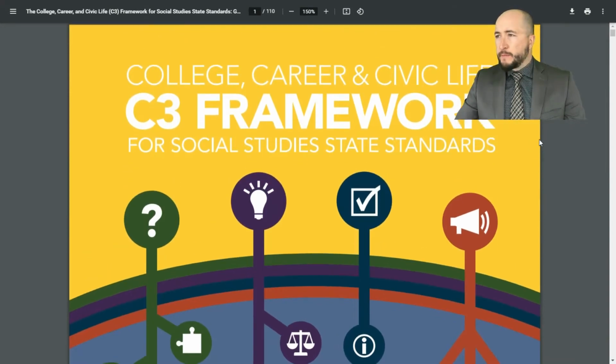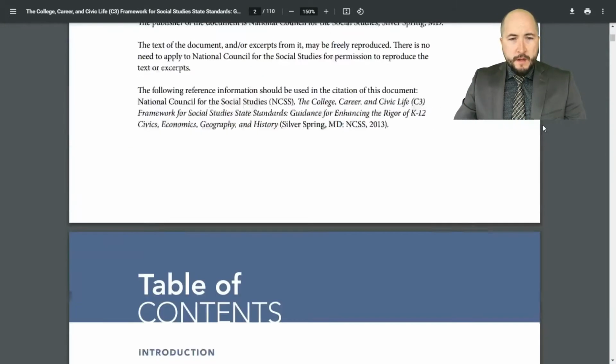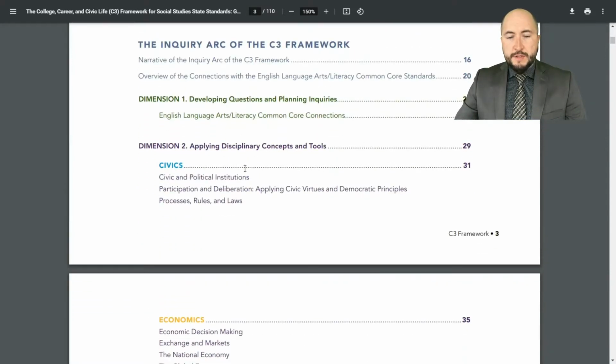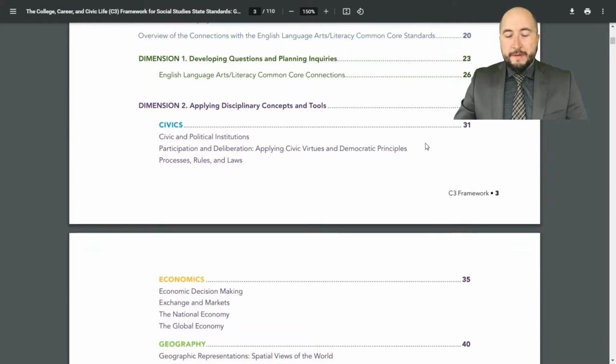We can see we're here on the cover again. I'll scroll down to our table of contents, and what we're going to focus on today is Dimension 2, Applying Disciplinary Concepts and Tools, page 29. So if you have the C3 framework out in front of you, feel free to check it out. Be following along. Pause me anytime you'd like. That way you can find your place to read the sections if you'd like to.